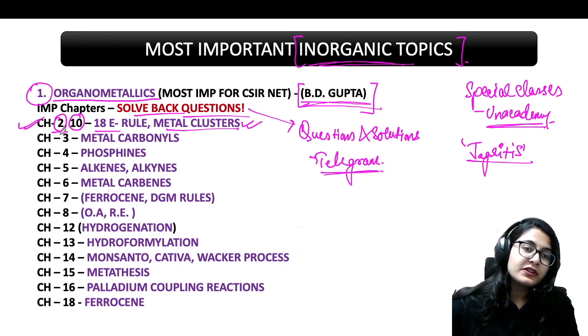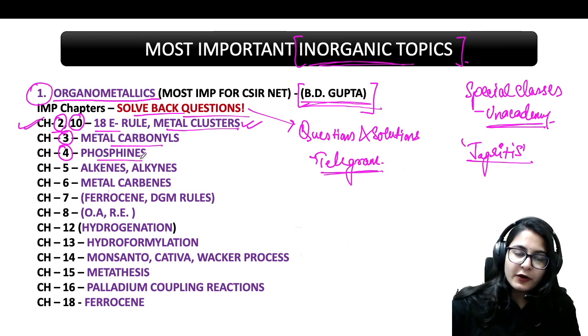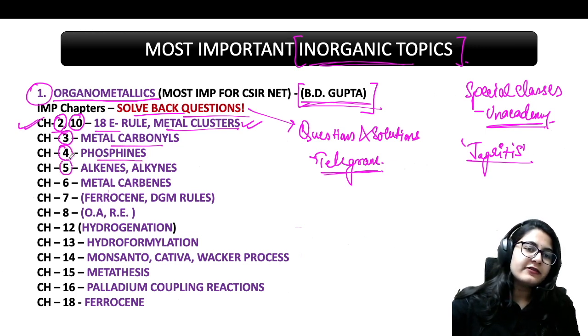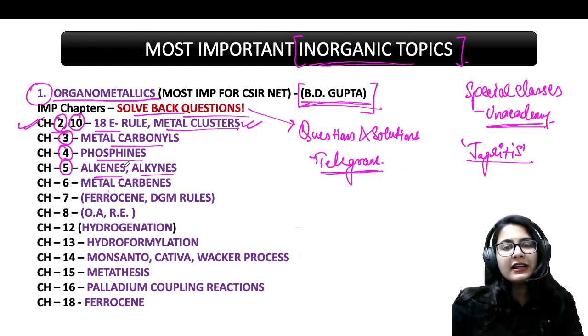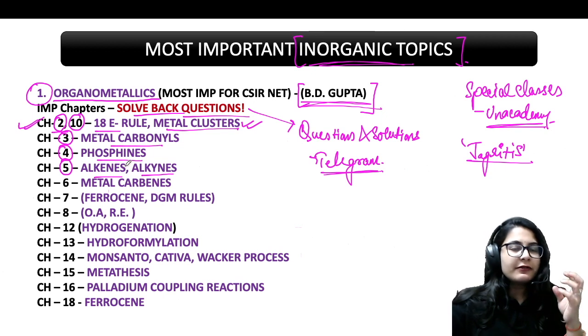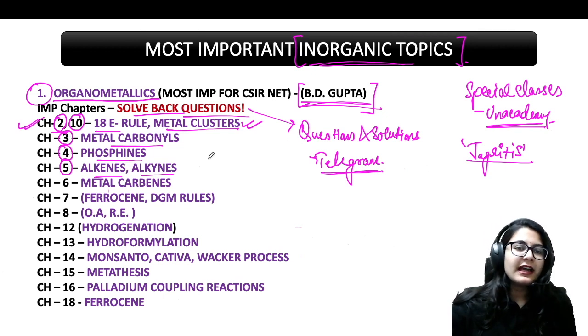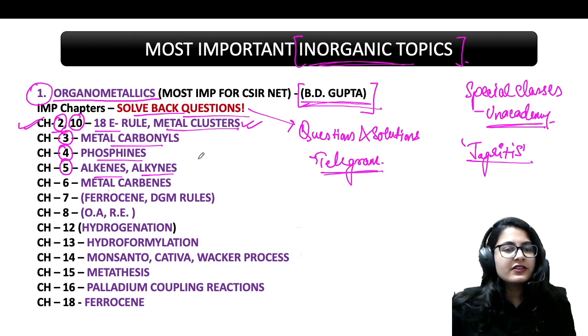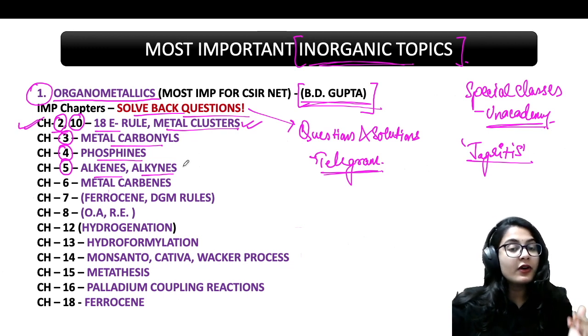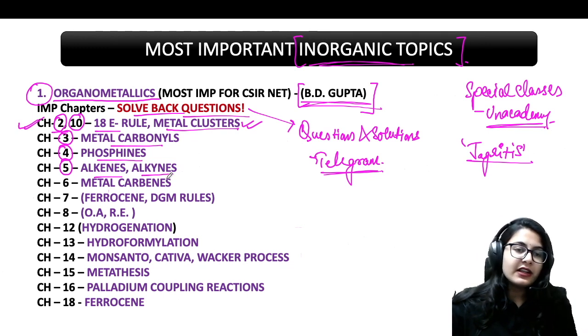Then you have chapter 3, metal carbonyls, chapter 4, metal phosphines, chapter 5, alkene and alkyne metal complexes. Now, you don't have to read the complete chapter. You just have to look at the important portion. I have already taught from these chapters in the Unacademy Plus classes, right? And then you can just directly go on to the back questions. It's not going to take plenty of time. If you have already studied them, it's really awesome.